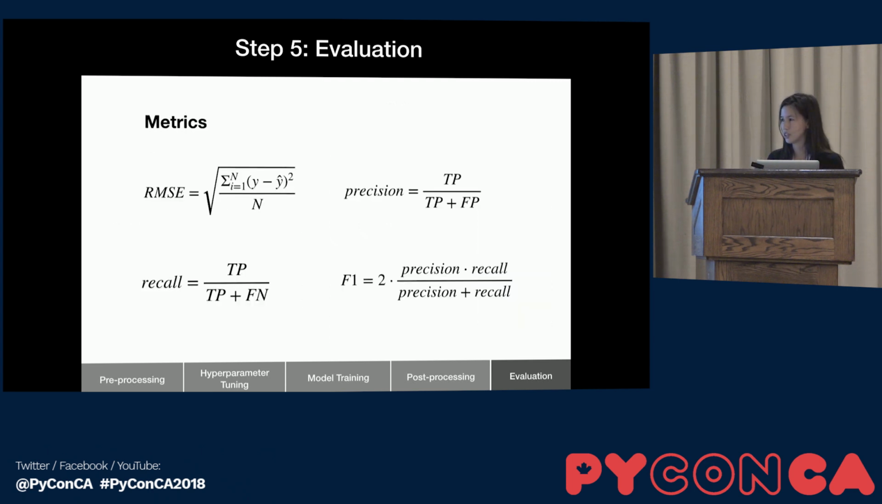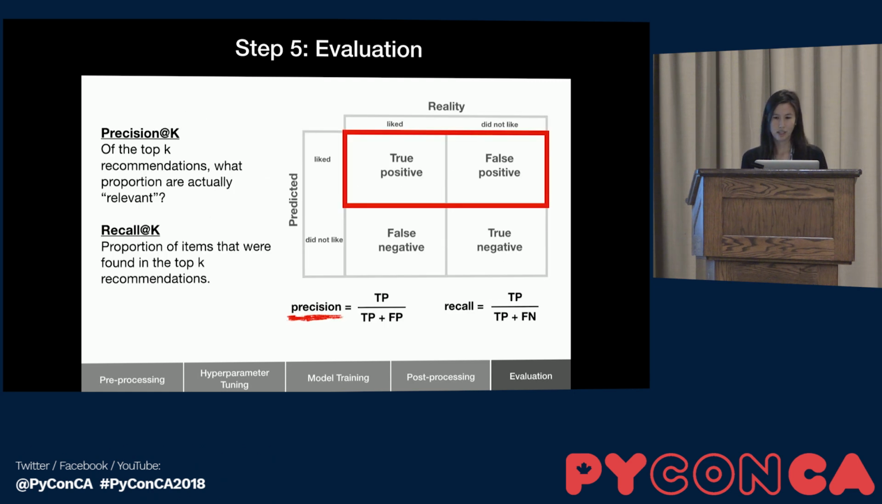So I mentioned precision as one evaluation metric, but there are many others out there. So there's root mean squared error, recall, and also F1, which is a combination of precision and recall. But really, precision and recall are, from what I've seen, very popular metrics for recommender systems. They're both information retrieval metrics. And just to give you another recap of precision at K, we're measuring the proportion of relevant items in the top K recommendations.